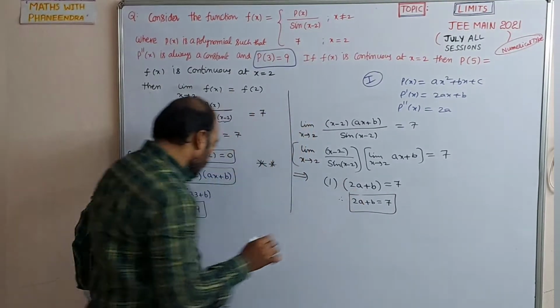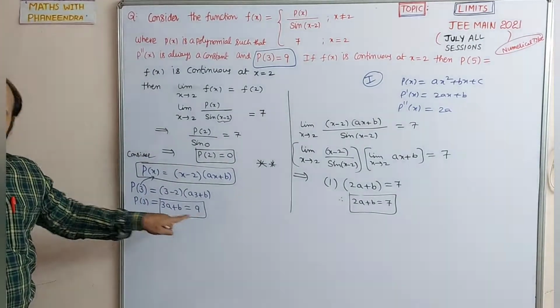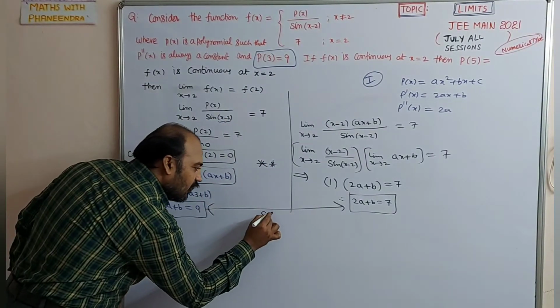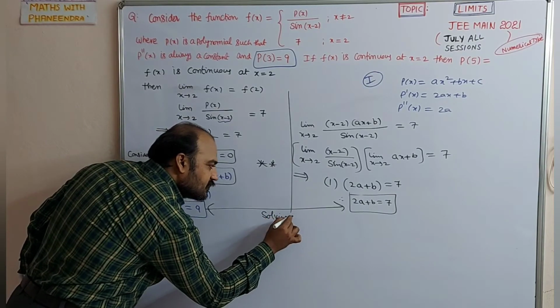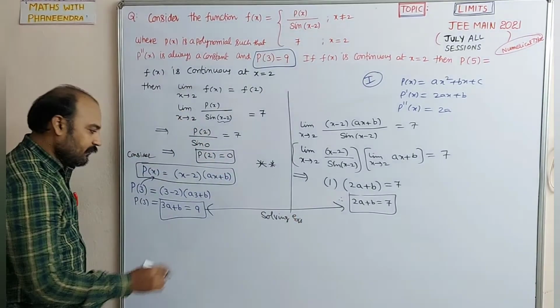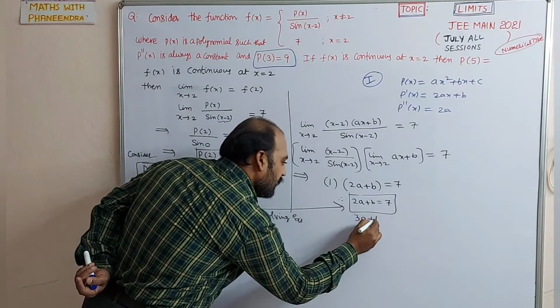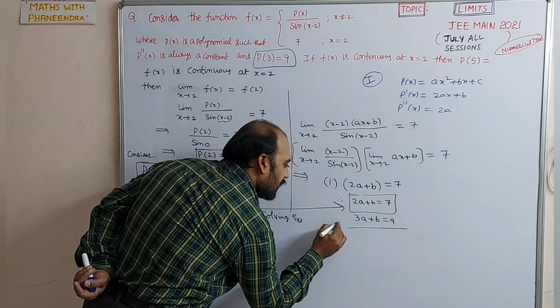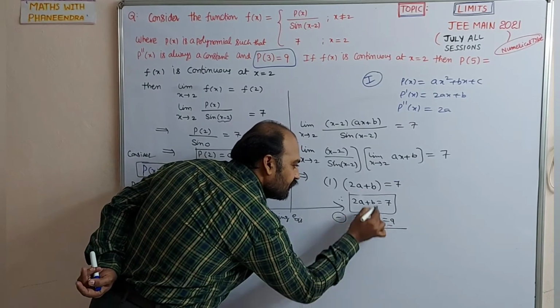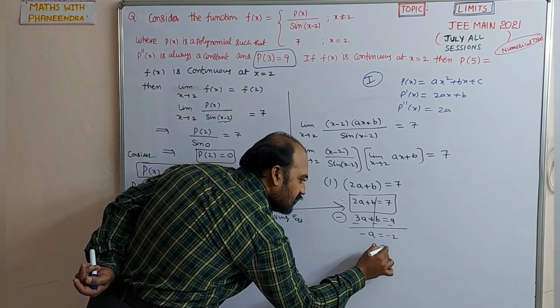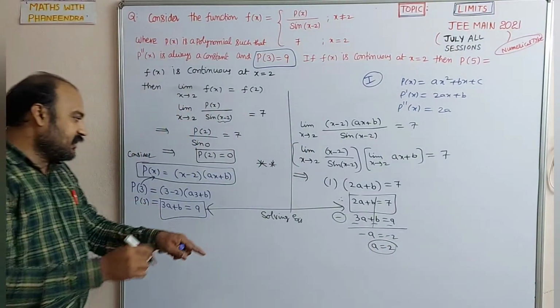This equation we got it. 3a plus b is equal to 9. Solving these two equations. While subtracting, the sign changes, so these two will be cancelled. Minus a is equal to minus 2. A is equal to 2.